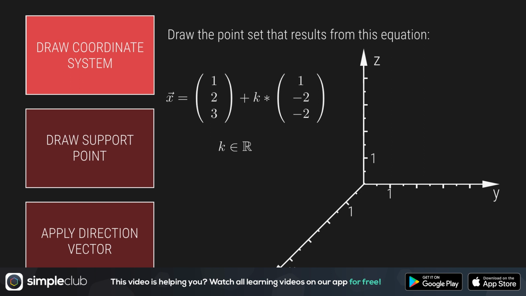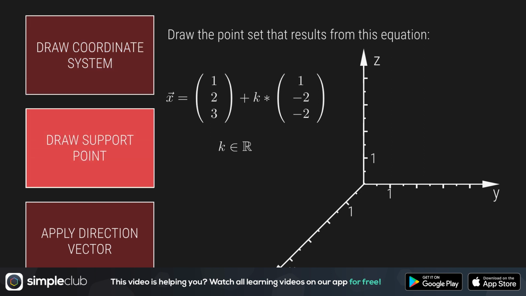Now to find the straight line. The first thing we do is, we draw the support point because that one is definitely on the straight line. It lies exactly where the support vector or position vector p is headed to, and its coordinates are given in our equation: 1 diagonal box forward on the x-axis, 2 to the right on the y-axis, and then 3 upward on the z-axis. Now we mark our point.